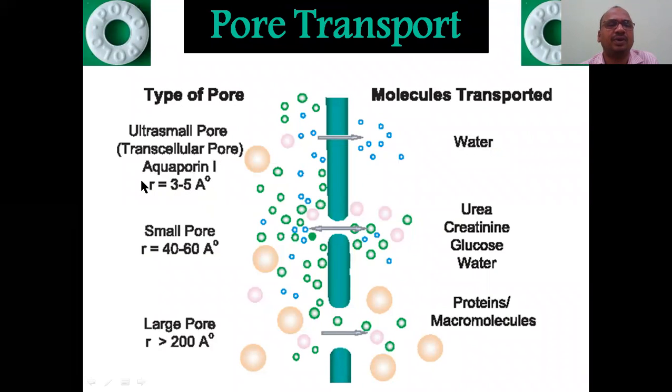So, types of pores. Ultra small pore: only water molecules will permeate. See the blue color, small particle. Here the pore size is 3 Å. You have to write this in the exam, compulsory. All the points you have to write in the examination, there is no discount. Small pore: see here, medium also will come here. Small pore: urea, creatinine, glucose, water.